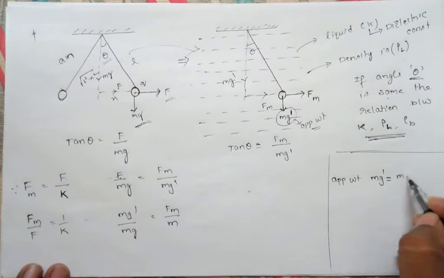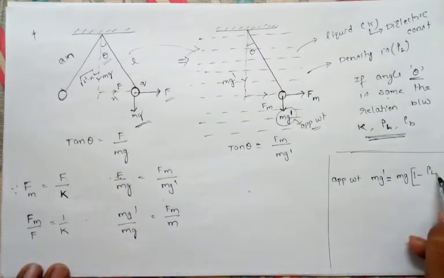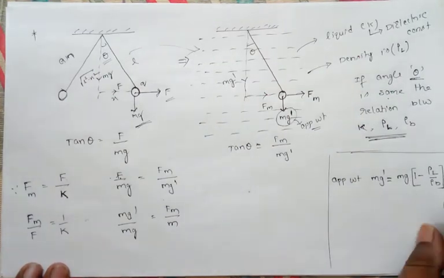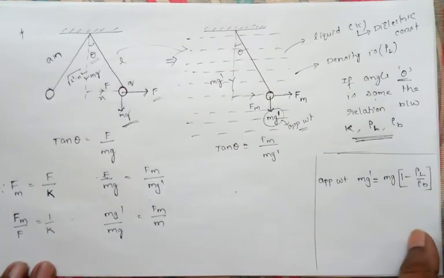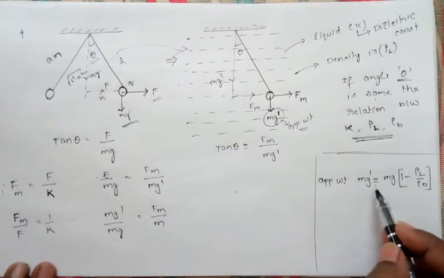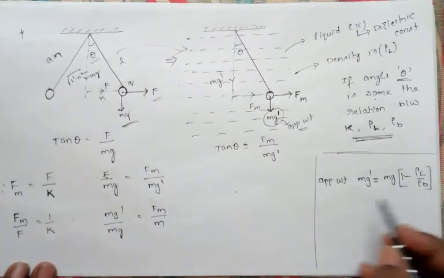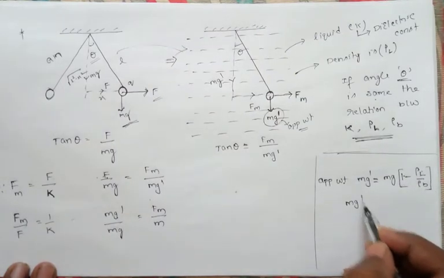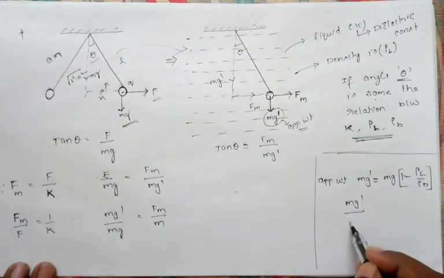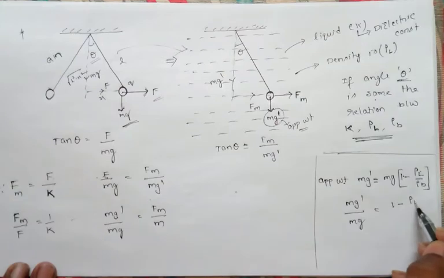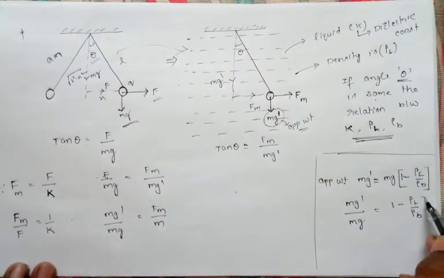actual weight into 1 minus density of the liquid by density of the body. This is the formula. It actually comes in the fluids topic, so you can refer to that once again. Apparent weight is nothing but actual weight into 1 minus density of the liquid by density of the body. Then mg dash by mg, the apparent weight by actual weight, equals 1 minus density of the liquid by density of the body.